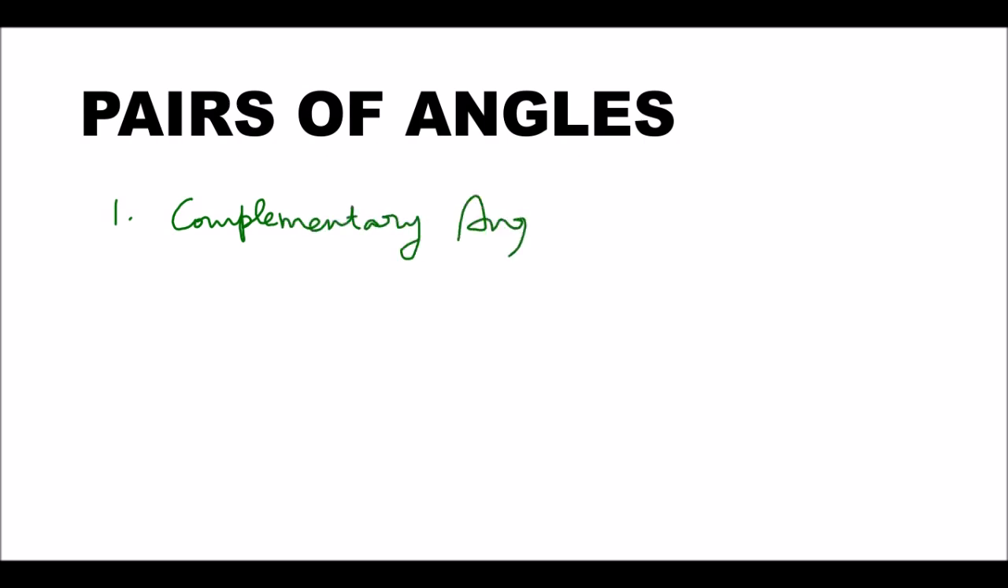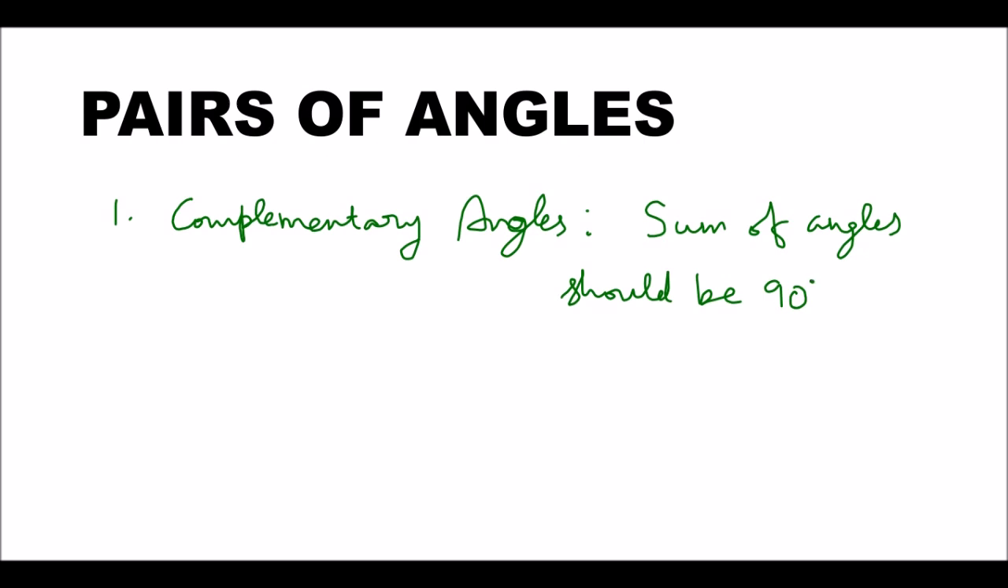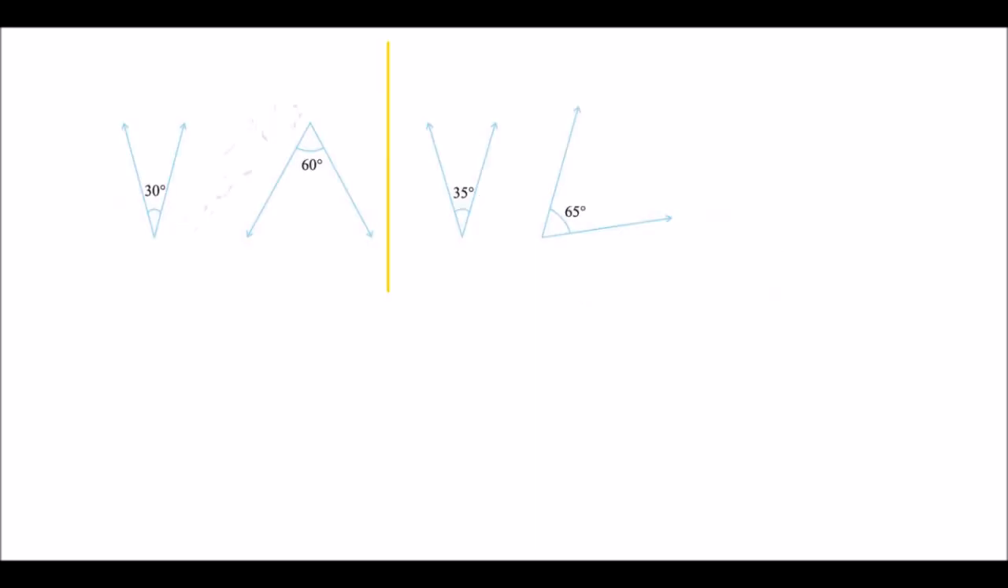Now when two angles are given, there is a condition when that pair of two angles can be called complementary angles. The condition is the sum of the angles should be 90 degree. So when we are given two angles, if we add them and get the answer as 90 degree, then those two angles will be called the complementary angles.